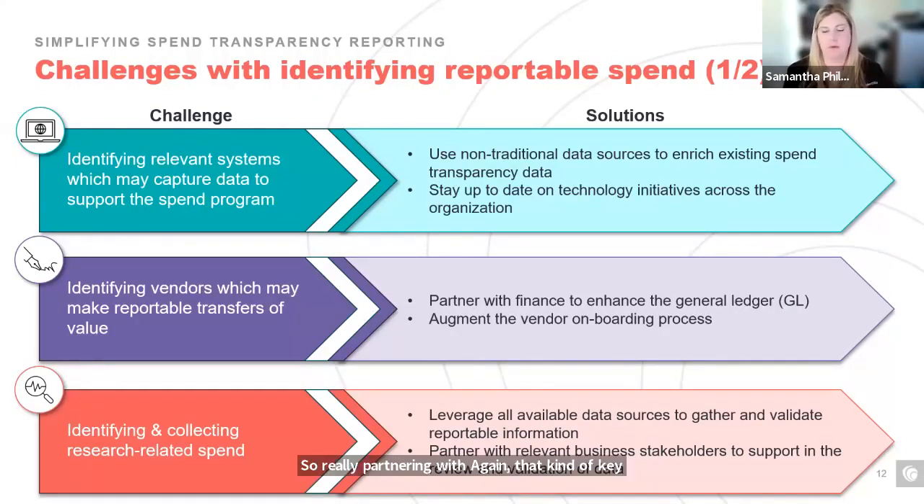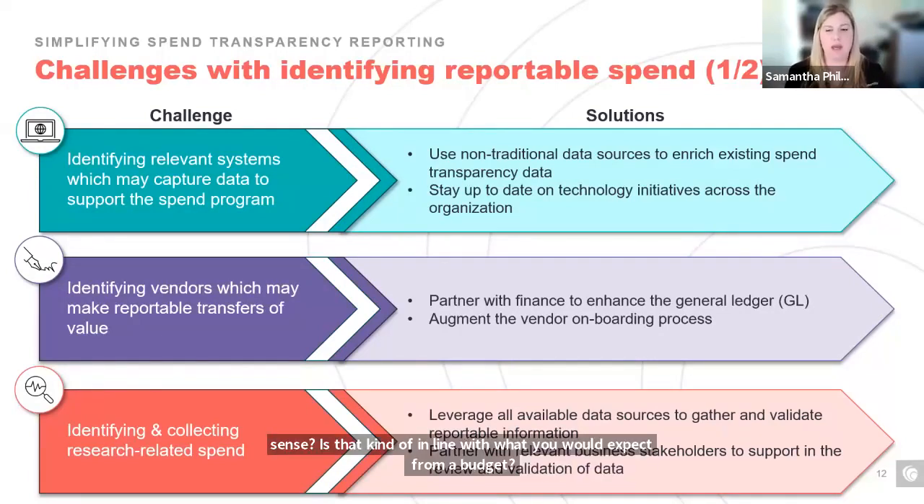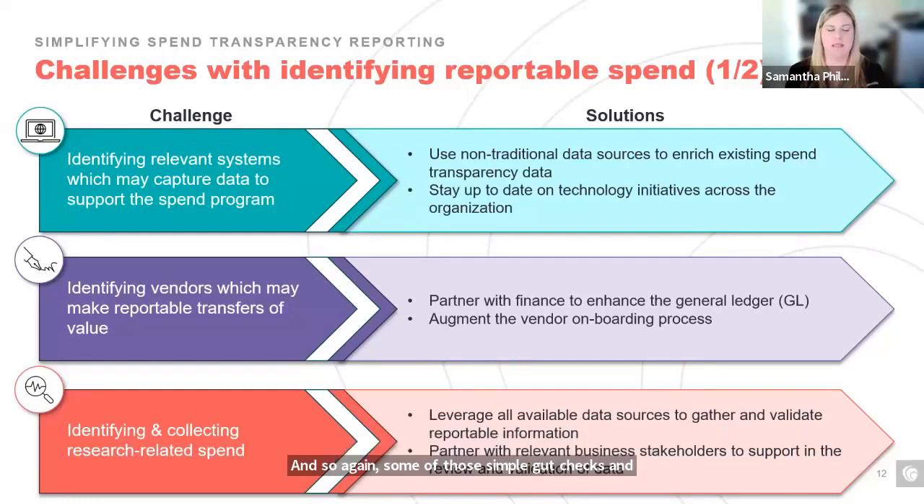A lot of times what we see people do with research-related spend is, at the end of spend reporting, especially in the US, they'll take their clinical or research data and do a simple pivot by study name or study number and say, okay, we have $300,000 for study X, and they reach out to ClinOps and say, does that make sense? Is that in line with what you would expect from a budget? Some of those simple gut checks and leveraging those business stakeholders can be really helpful in feeling good that you're not missing big chunks of spend.